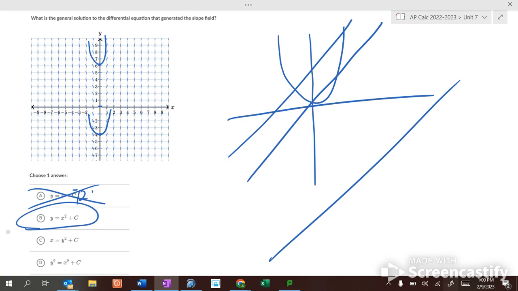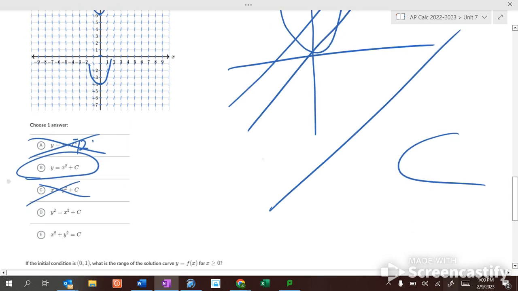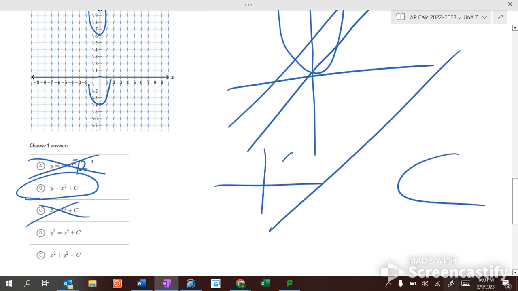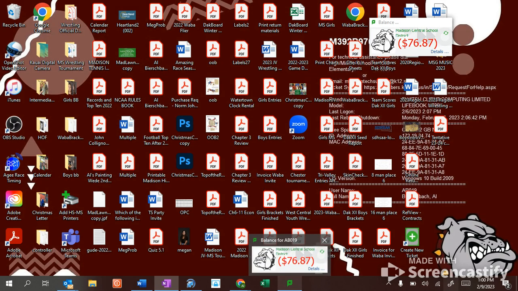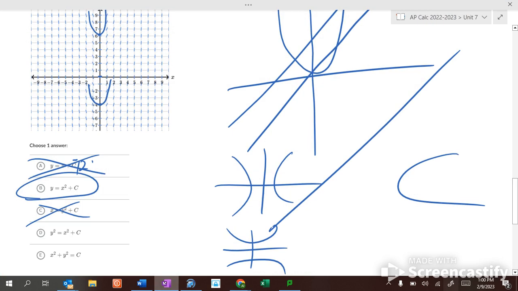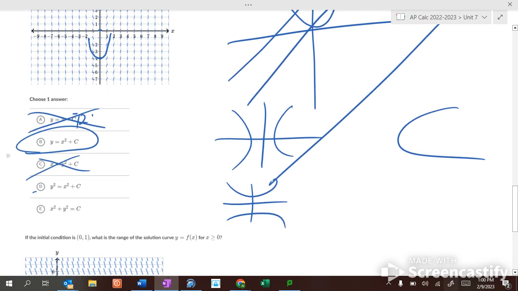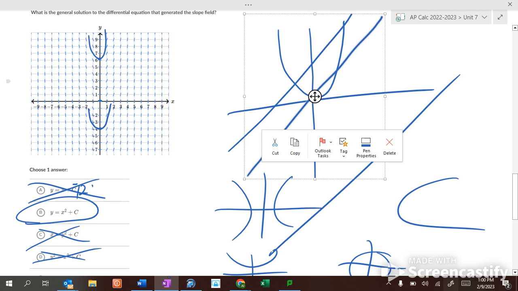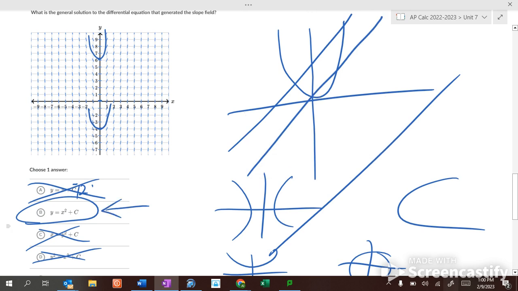x equals y squared. Do you know what x equals y squared looks like? It looks like a parabola going this way. Is this a parabola going this way? No, it's not. y squared equals x squared is a hyperbola, so that would be like that or like that. I forget. But it's definitely not that. And x squared plus y squared is a circle. This is definitely showing a parabola, so it'd be that one.